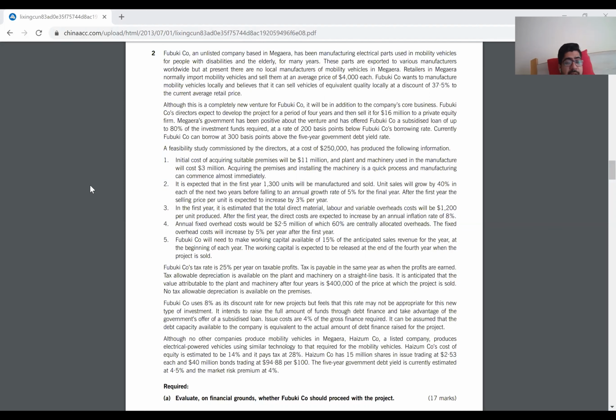Retailers in Megara normally import mobility vehicles and sell them at an average price of 4,000 each. Fubuki wants to manufacture mobility vehicles locally and believes it can sell vehicles of equivalent quality locally at a discount of 37.5% to the current average retail price. So in the first paragraph, Fubuki is an unlisted company based in Megara. It has been manufacturing electrical parts. So pay attention.